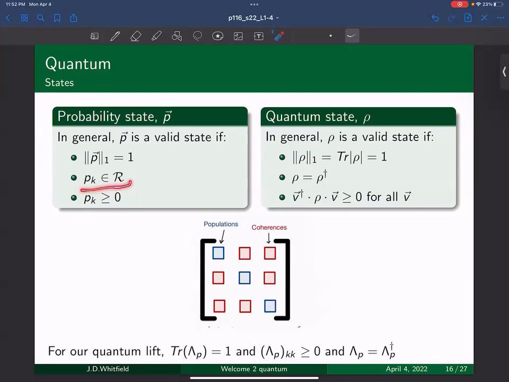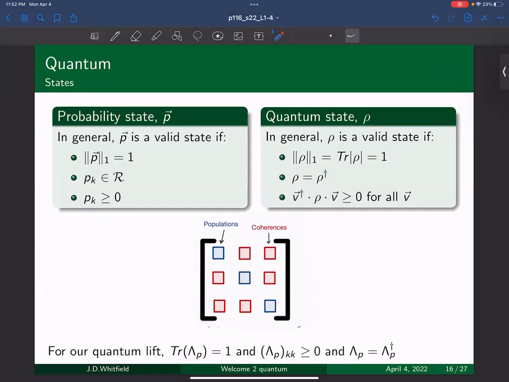The reality condition: the entries of the probability vector need to be real numbers, and the eigenvalues of the density matrix need to be real. We also assume that the entries of the probability distribution are greater than or equal to zero. We assume the same thing by assuming that this matrix is positive semi-definite for all the elements. So with that in hand, we can define a few terms that will be important for understanding the literature and the terminology used inside of quantum theory.